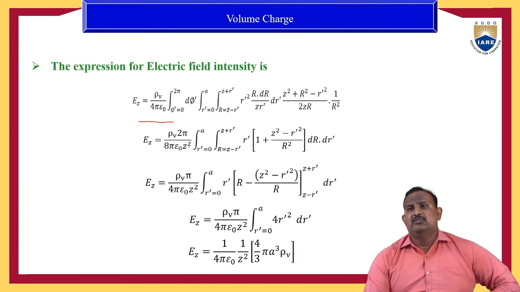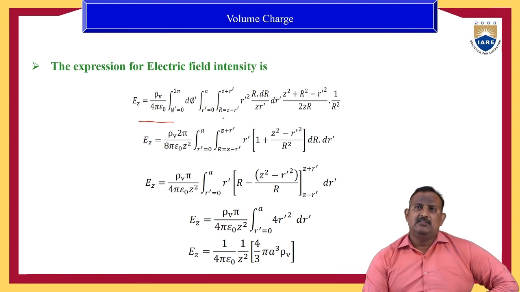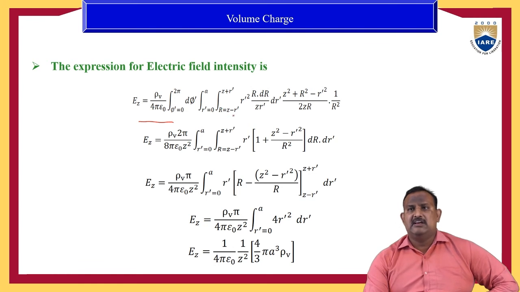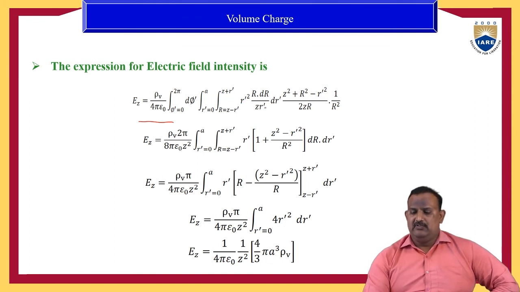Just now we have changed the limits. Actually theta varies from 0 to pi. When theta equal to 0, we have the value r equal to z minus r'. When theta equal to pi, we have the value r equal to z plus r'. So here we need to substitute the remaining values.